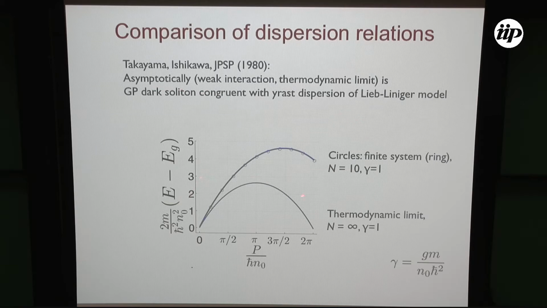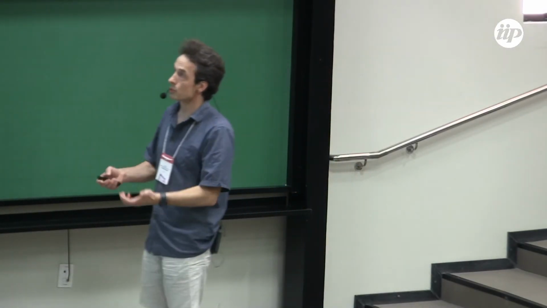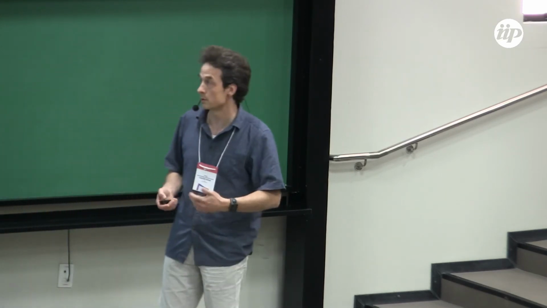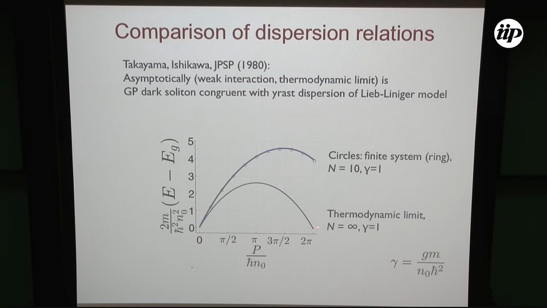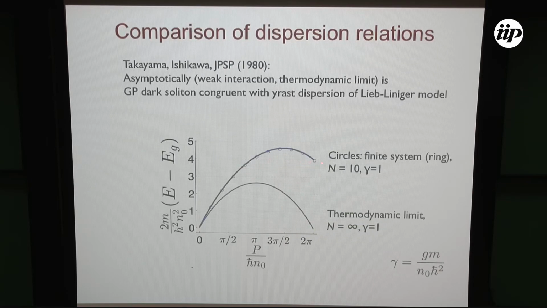Why do we look at these excitations? Because this dispersion relation, at least asymptotically, is congruent with the dispersion relation of dark solitons. This was shown in this paper here in the 1980s. So we may hope to find some correspondence between these type 2 or hole type excitations in the Lieb-Liniger model and dark solitons. In the thermodynamic limit, it comes right down here, and in a finite system, these Umklapp excitations here have finite energy. This is why you have a finite number of excitations that goes up there.